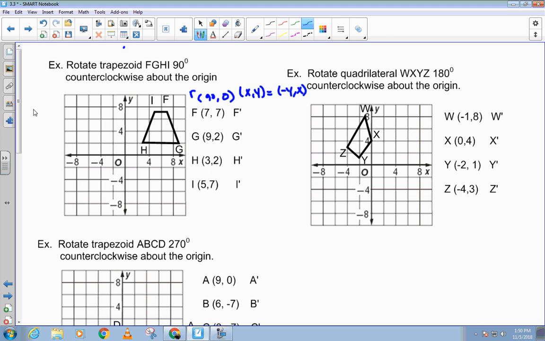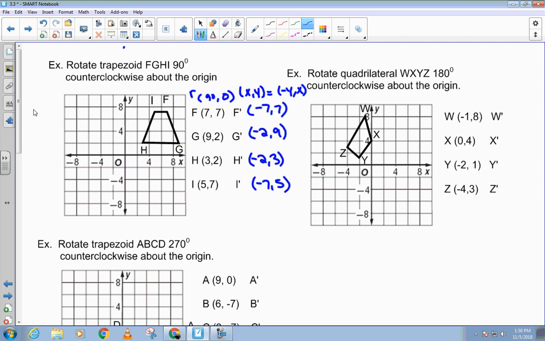Negative y, x. So we're going to do negative y, x, so you change the sign of y. Negative 7, negative 6? Negative 7, that's right. G prime would be negative 2, 9. H prime is negative 2, 3. And I prime is negative 7, 5.